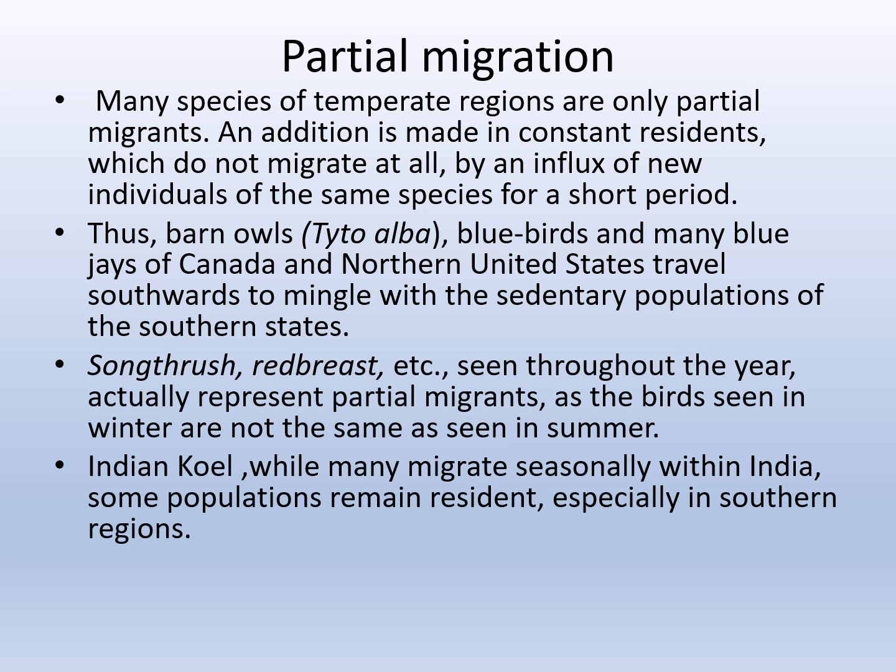The next kind of migration is partial migration. So many species of the temperate regions are only partial migrants. An addition is made to constant residents, which do not migrate at all, by an influx of new individuals of the same species for a short period. The barn owls, the bluebirds, and many blue jays of Canada and northern United States travel southwards to mingle with the sedentary populations of the southern states.